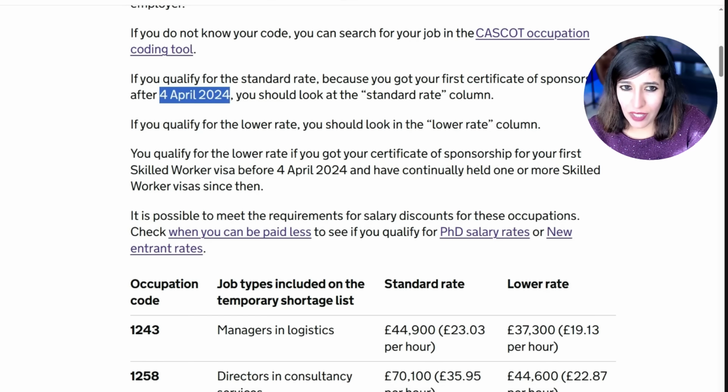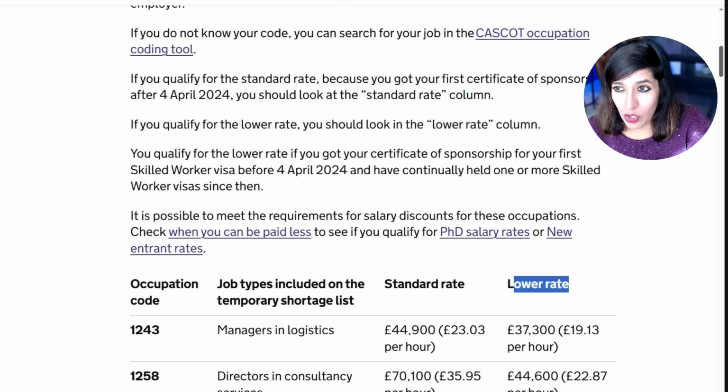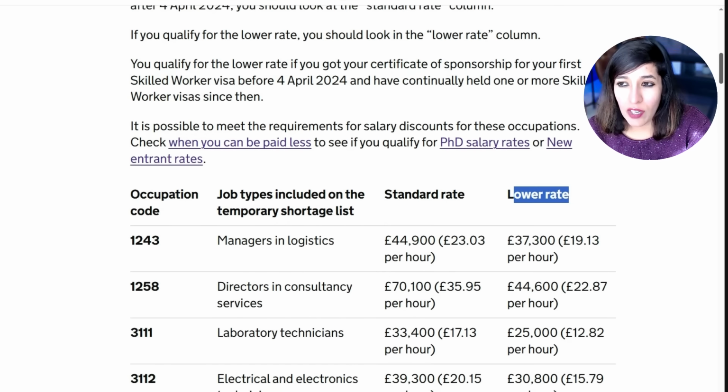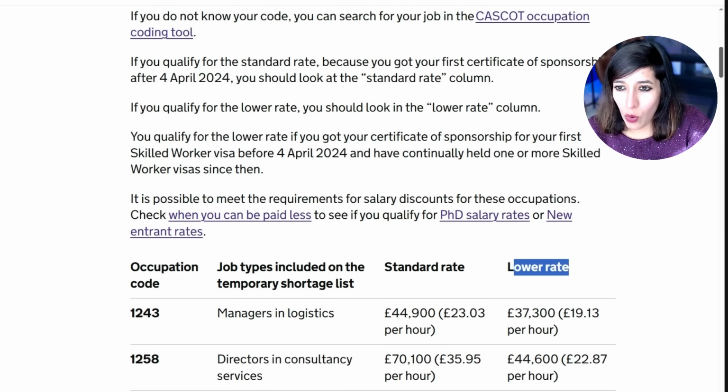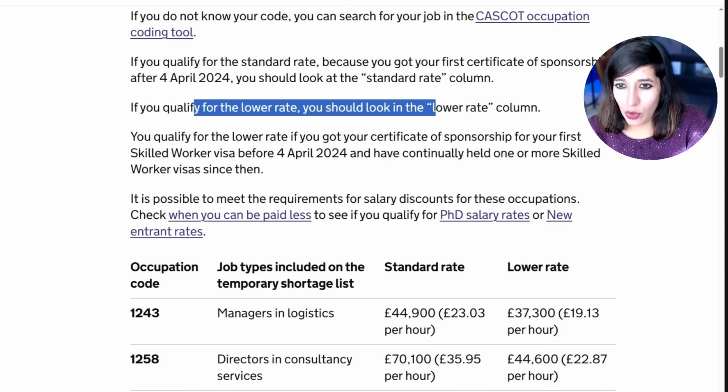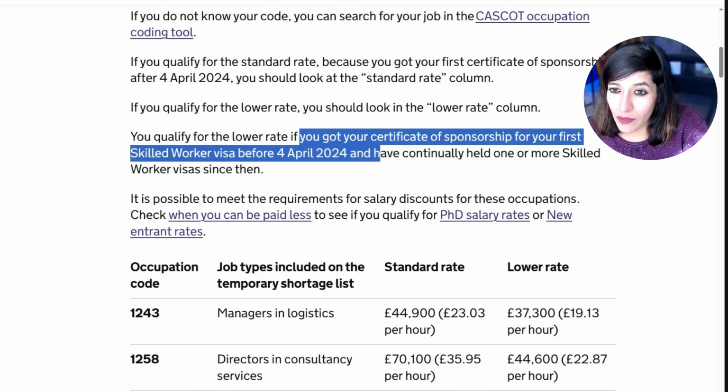If your CoS was assigned before 4th of April 2024, not 2025, you should be looking at this column, which is the lower rate, because these are for people who belong to the old visa rules, not the new. Here you can see if you qualify for the lower rate, you should look at the lower rate. And then they're saying who qualifies. You qualify for the lower rate if you got your certificate of sponsorship for your first skilled worker visa before 4th of April. This is very important.